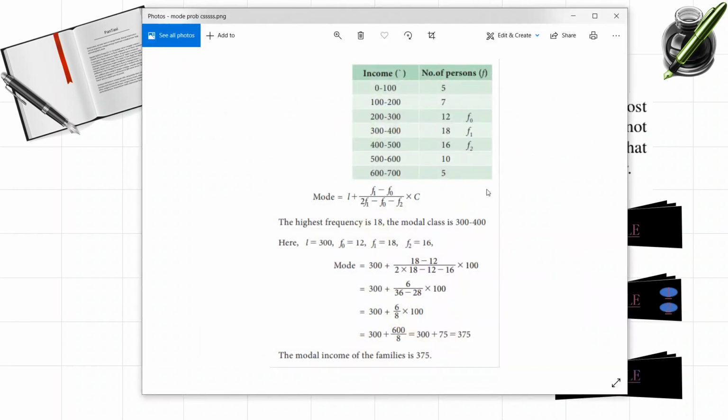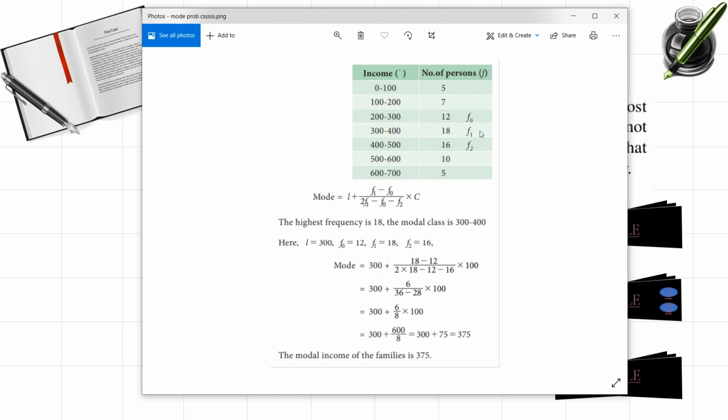Here is the data, continuous data. We have to find out first of all what is the highest frequency. The highest frequency you can observe in this data is 18. And the corresponding class is called the modal class. Just observe the highest frequency value, and the corresponding class is the modal class.